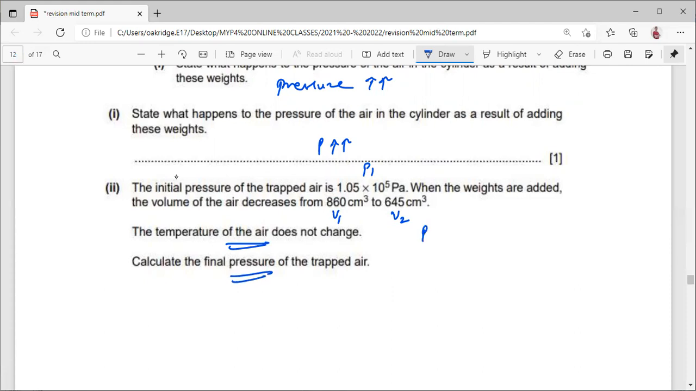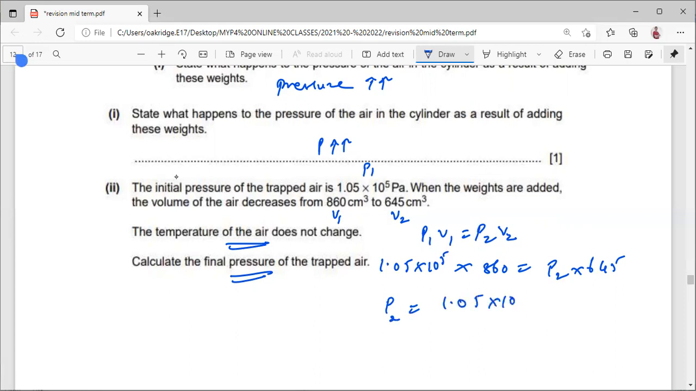So what do we do? P1 V1 is equal to P2 V2. What is P1? 1.05 into 10 power 5 multiplied by V1, 860, should be equal to P2, which we do not know, multiplied by 645. We need to find out what is P2. P2 should just be equal to 1.05 into 10 power 5 multiplied by 860 divided by 645. Now let us calculate what is that value.